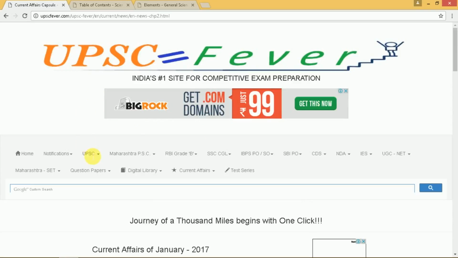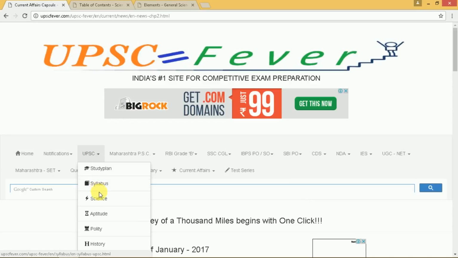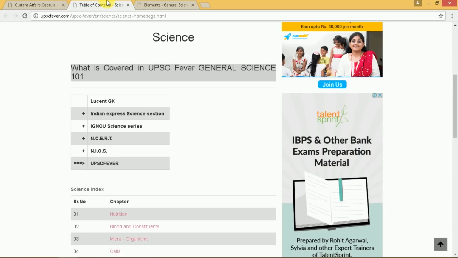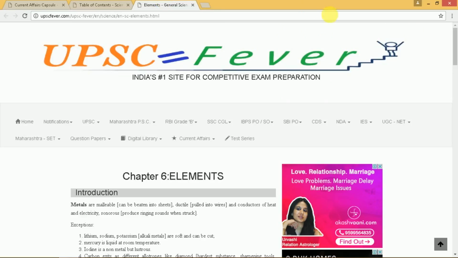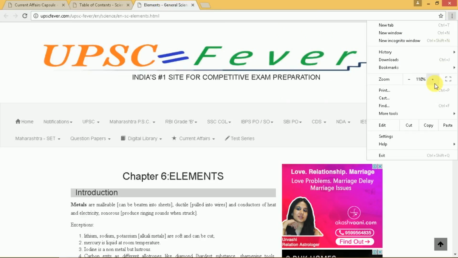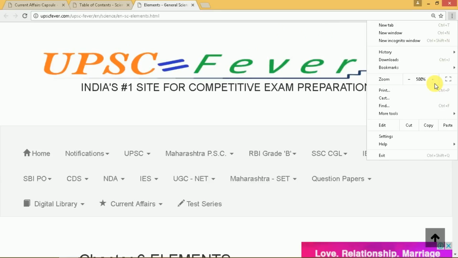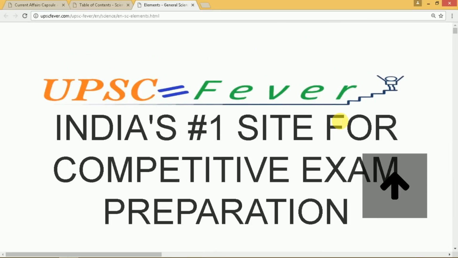To go to the chapter, you have to click on Science and then in the table of contents, click on chapter number 6, which is the chapter on elements. Chapter number 6 is talking about the various elements, their compositions, the number of metals, non-metals, metalloids, what are their properties, what is the difference, and so on. So let us start with the chapter.